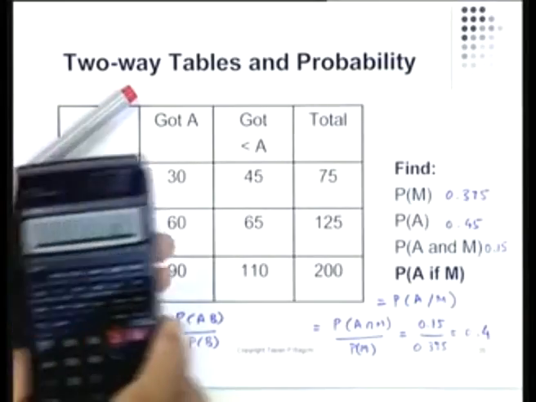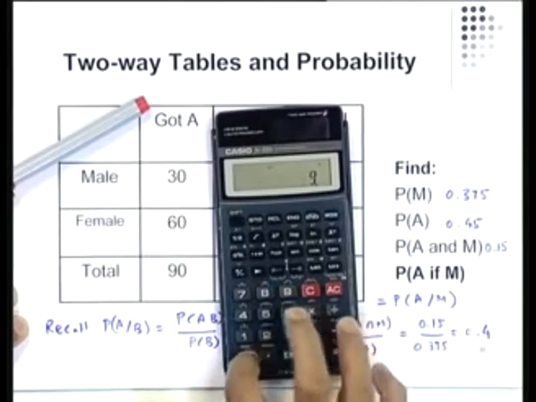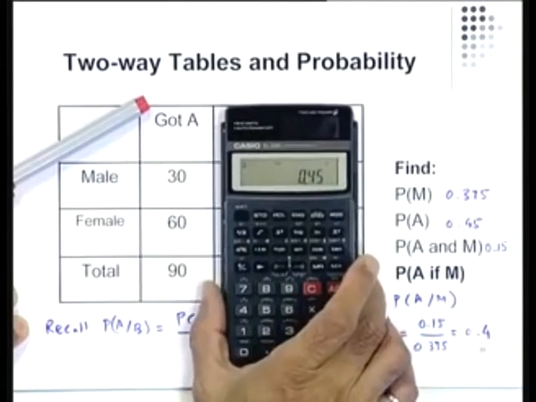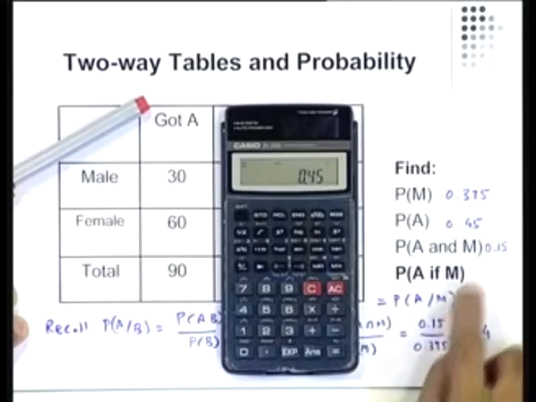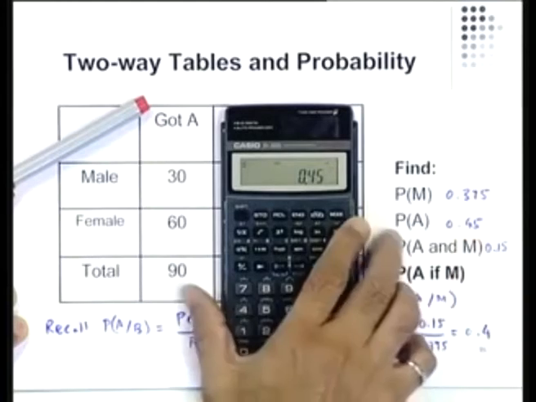Let's try to do that. So what I do is I take 90 and I divide that by 200 and I look at the number, it turns out to be 0.45, and indeed 0.45 turns out to be the answer. See the 0.45 written there.